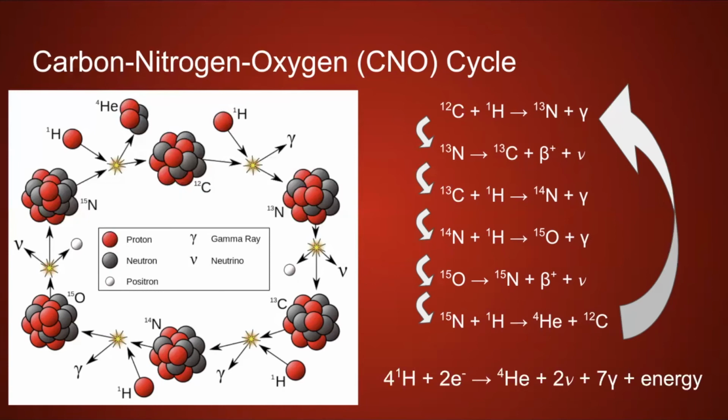This equation here should summarize this process. From 4 protons and 2 electrons, we were able to end up with a helium nucleus. We also ended up with neutrinos and gamma rays, just like in the proton-proton chain. And because of the mass difference between the left side and the right side, the mass loss will be converted into energy described by E equals mc squared.